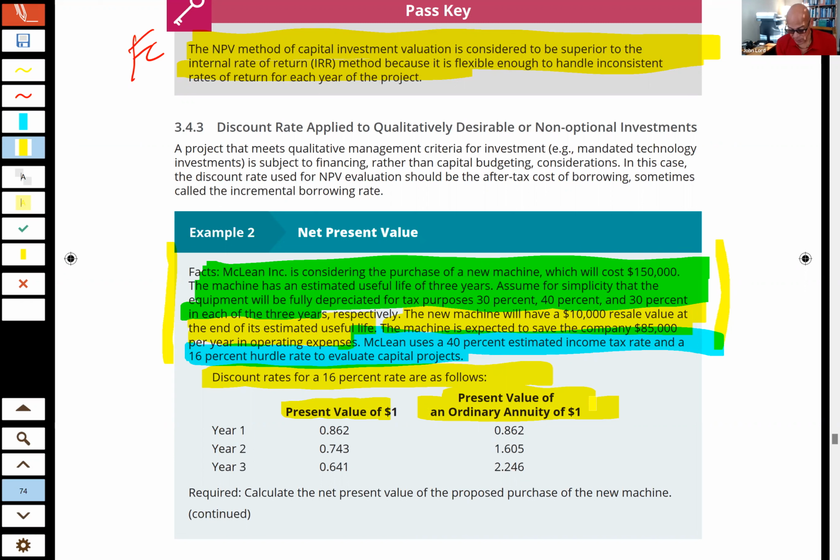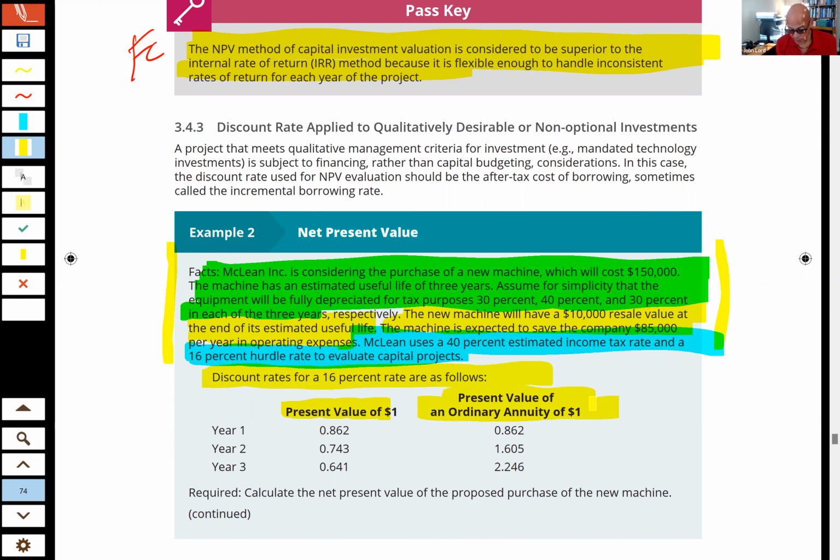Let me turn this to green. And in year 2, it's 40%. So our depreciation is going to be 45,000 in years 1 and 3, and in year 2 it's going to be 60,000. We multiply it by the appropriate tax rate that was given for all the years.